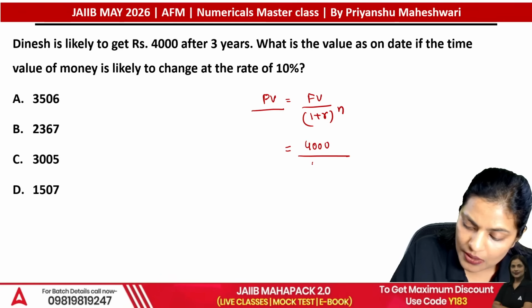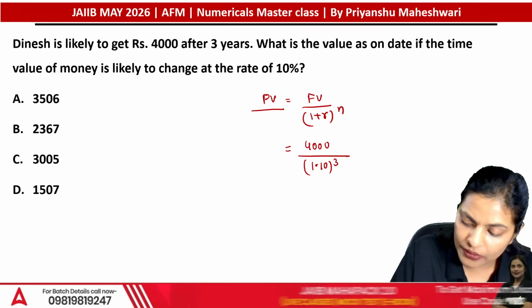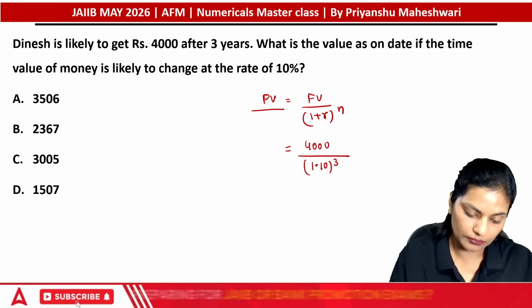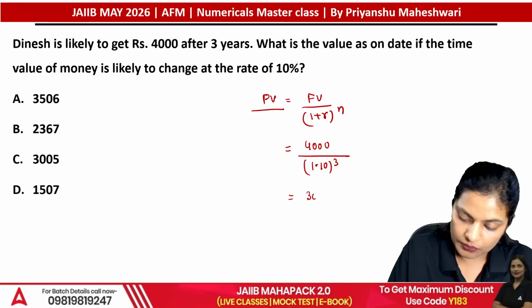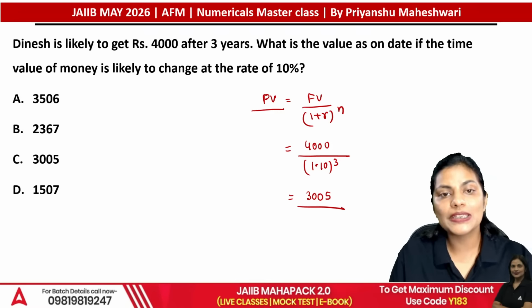So, 4,000 divided by 1.10 power 3. So, rupees 3,005.